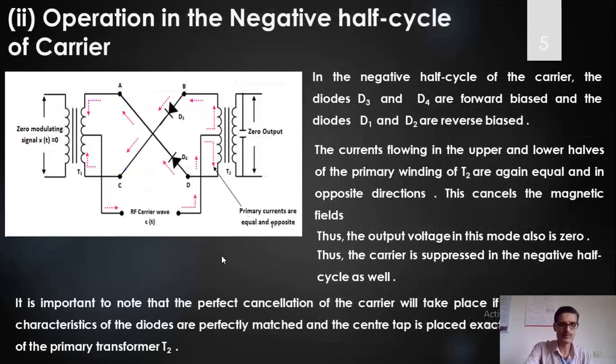Now during the negative half cycle, what happens? Because the current now flows in this direction, the diodes D3 and D4 will conduct during this time, and D1 and D2 act like an open switch. Again, see the current here. The current flows in the opposite direction, but equal in magnitude. So that's why the output will be zero. I can say that the carrier will never appear in the output of the DSB-SC modulator. The cancellation or suppression of the carrier happens in this way.